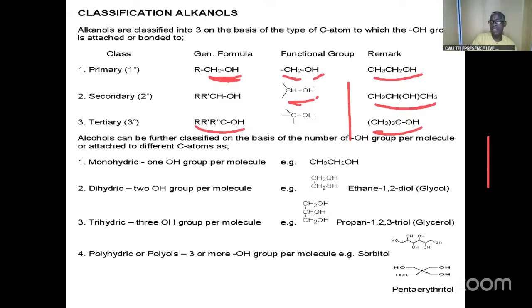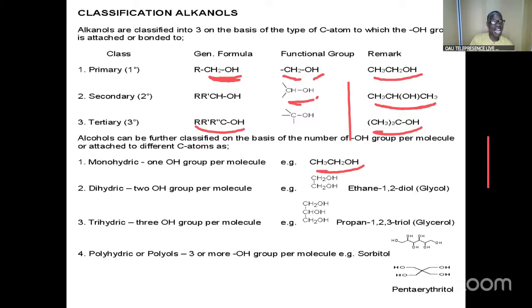Now, alcohols can be further classified on the basis of the number of OH groups per molecule, attached to different carbon atoms. The first example is monohydric alcohols, in which one OH group is attached per molecule. A quick example is ethanol. In ethanol, you have only one OH.